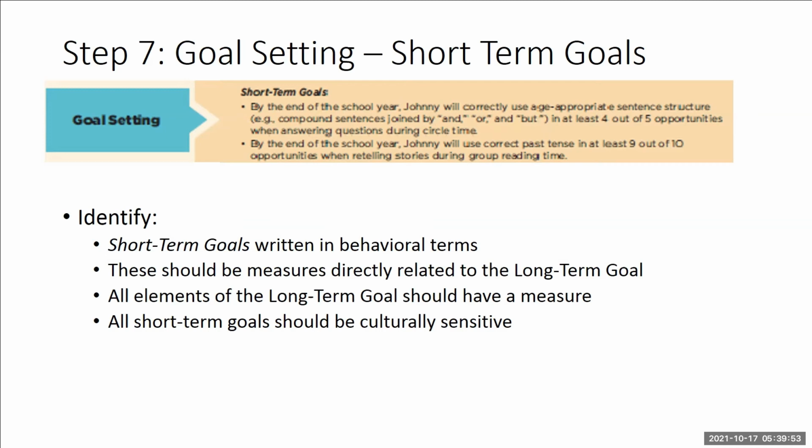There were other additional goals, short-term goals, including interacting with peers appropriately. So you identify the short-term goals written in behavioral terms. These should be measures directly related to the long-term goal. All elements of the long-term goal should have a measure. All short-term goals should be culturally sensitive.